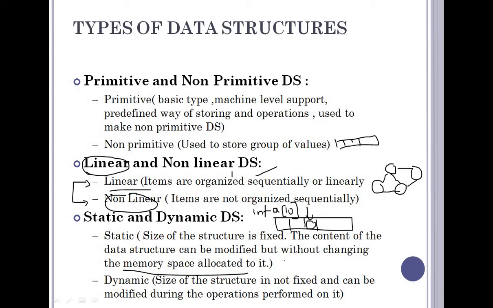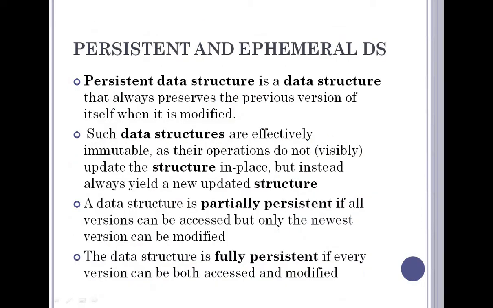So that is the dynamic data structure. The next type is the persistent and the ephemeral data structure. A persistent data structure is a data structure which always preserves the previous version when it is modified.